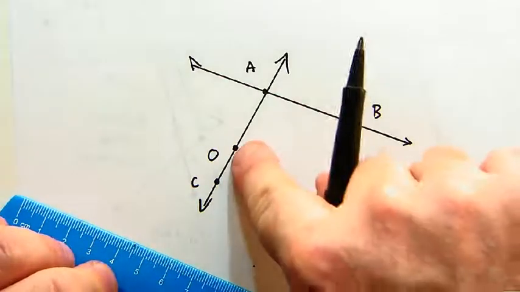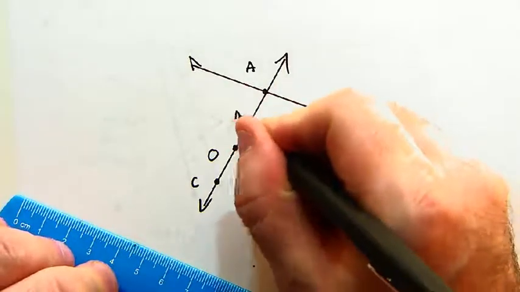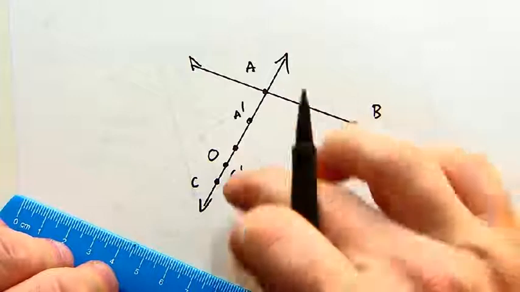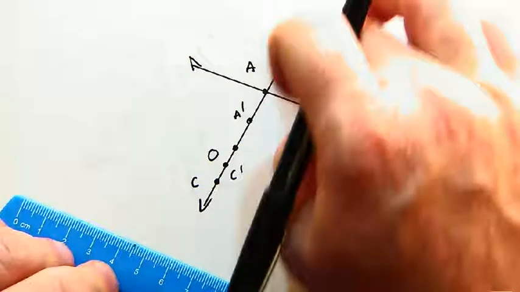Now O is on this line, so A comes closer. Here's our A prime, and again I'm just estimating. C will come a little bit closer. Here's C prime. Notice no new line is formed here because O is on this line.